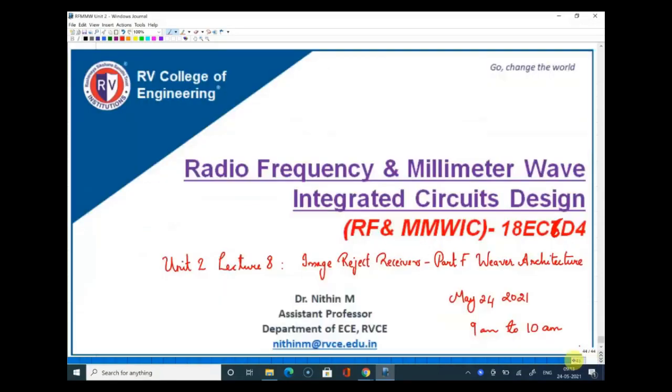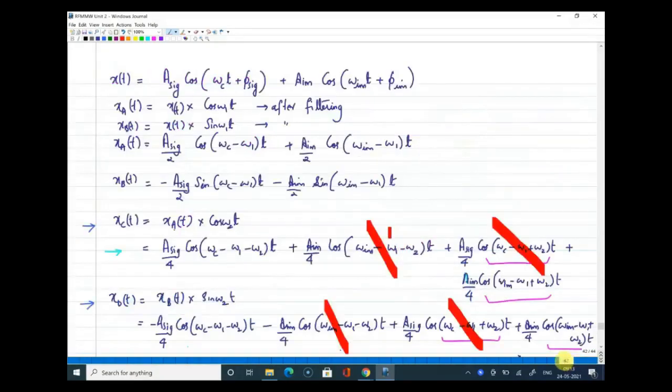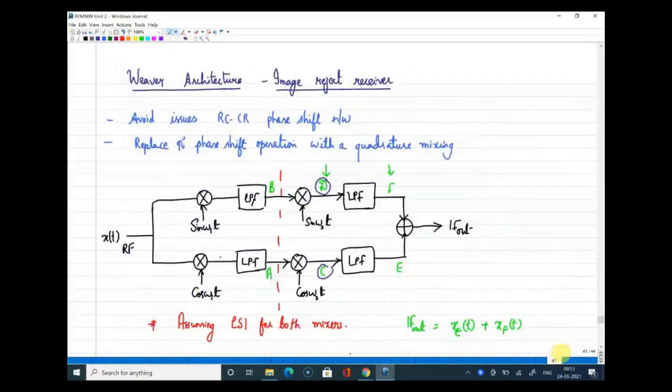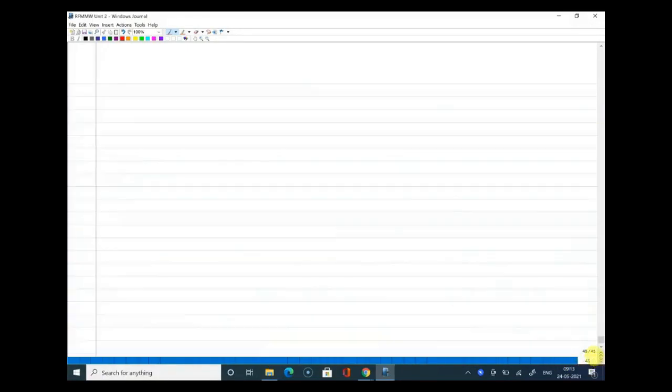So now we can write the components at E and F. C and D we have. Now we can write the components at E and F, and then we can see how we can combine them. You can also write along with me the frequency components at E and F.